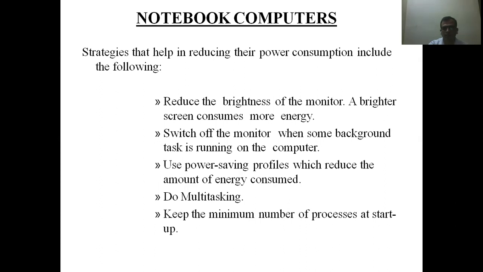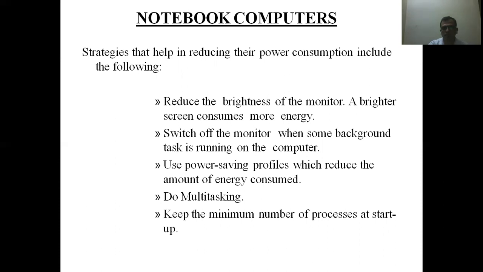The strategies that help in reducing the power consumption include the following. In computers, what are the methods we can follow so that we minimize the energy? Because energy consumption affects nature. When you use maximum energy, obviously the production of energy increases, so GHG gas emissions increase. So we have to reduce the energy. What are the methods that can be used in computers which will reduce the energy?